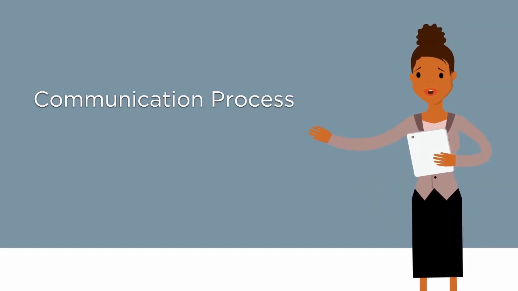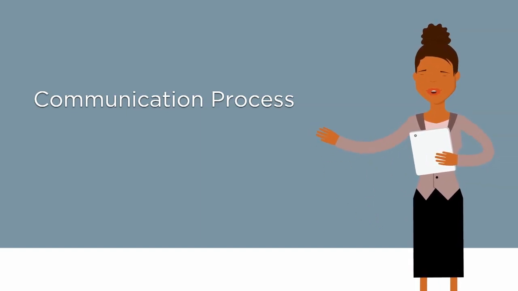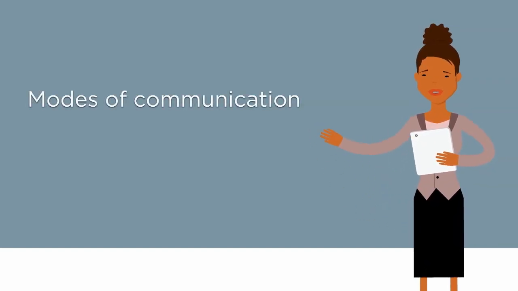Communication process. The communication process consists of some interrelated steps or paths through which messages are sent from sender to receiver. It is the sharing of meaningful information between two or more people with the goal of the receiver understanding the sender's intended message.